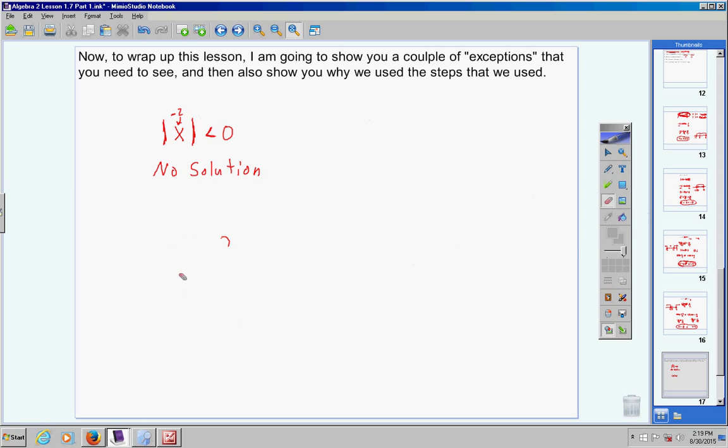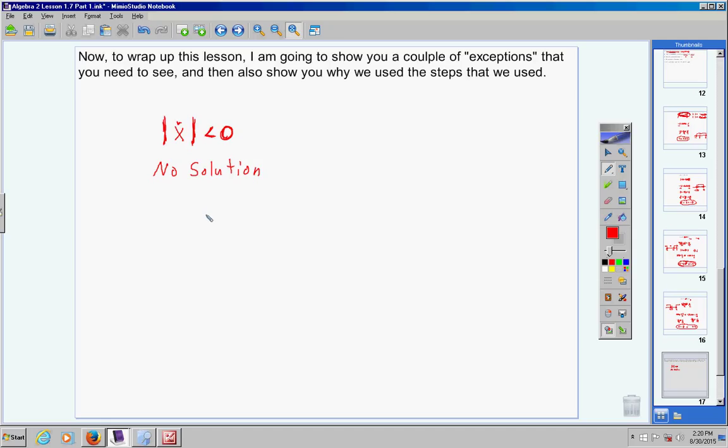Mr. Earhart, how can we learn to recognize problems like that? Well, I'm glad that you asked. Here's how you can recognize them. Anytime you have less than and then a 0 like this, it's no solution. Got it? Let me stop and say this. That's after the absolute value is isolated, okay? So if the absolute value is all by itself, and what you're left over with is the absolute value is less than 0, it's automatically no solution.